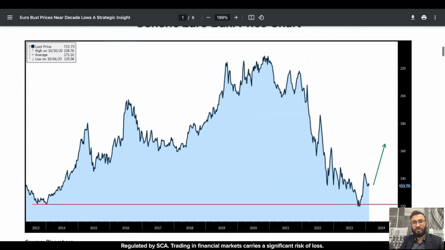So the chart you see is of the Euro Buxel basket, which has European bonds in it. The price is 131 euros currently. It was 134 euros when the strategy came out. The prices have come down a bit, but the highest it has seen was around 2020, more than 220. The lowest it has seen is around 119. So currently it's in that down range, between 125 and 130 euros.